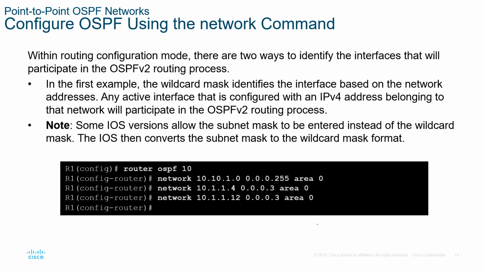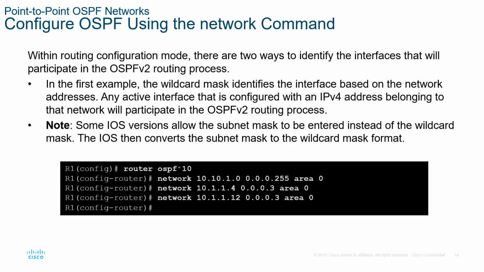Wildcard mask. Okay. So in routing configuration mode, there are 2 ways to identify the interfaces that will participate in the OSPF routing process. In the first example, the wildcard mask identifies the interface based on the network address. Any active interface that is configured with an IPv4 address belonging to that network will participate in the OSPFv2 routing process. Now, you should note that some IOS versions allow the subnet mask to be entered instead of the wildcard mask. The IOS then converts the subnet mask to a wildcard mask format, but it doesn't apply in all IOS. So you need to know how to get the wildcard mask.